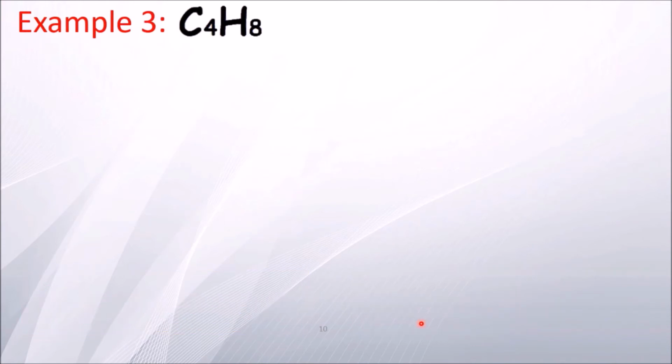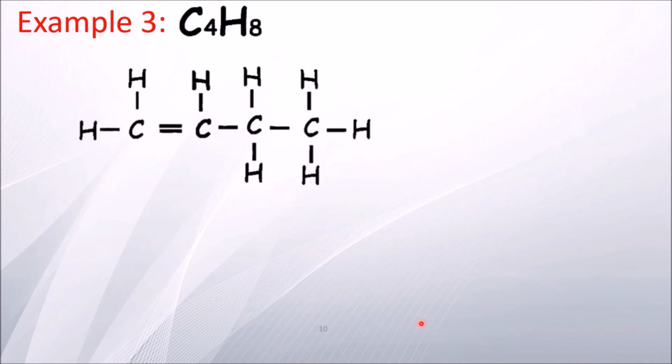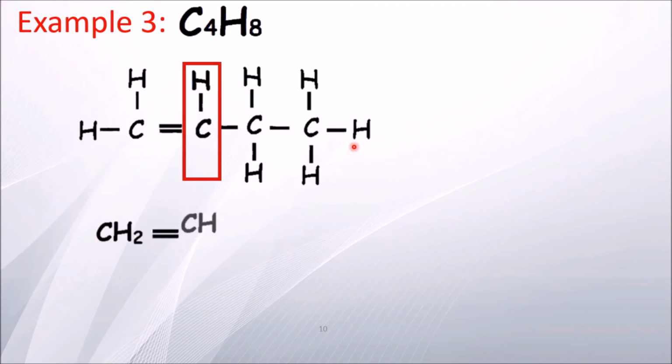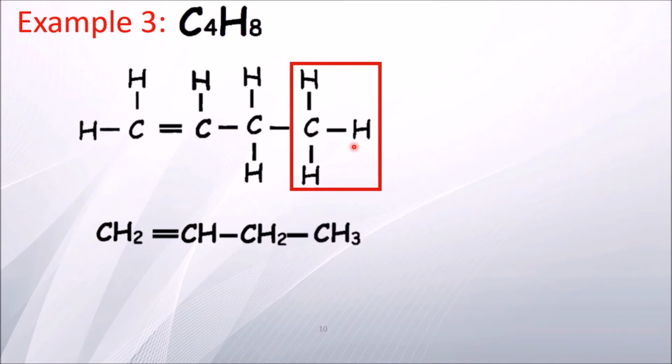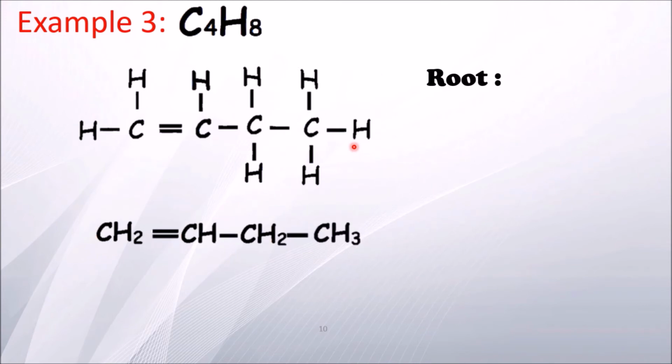Now, third example, C4H8. That's the open structural formula. And here we go with the condensed structural formula. Alright, so the root word is going to be but. Why but? Because of the 4 carbon atoms present. 1, 2, 3, 4. Okay, then the suffix is going to be ene, E-N-E.